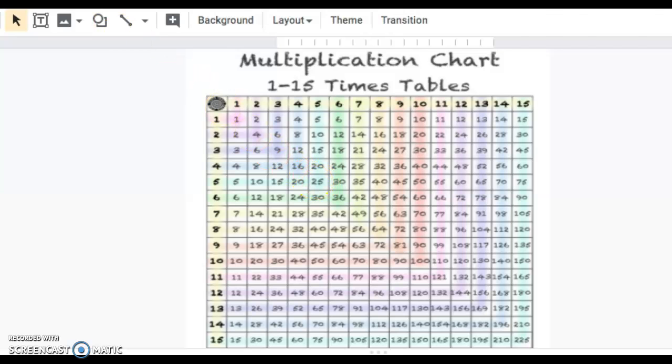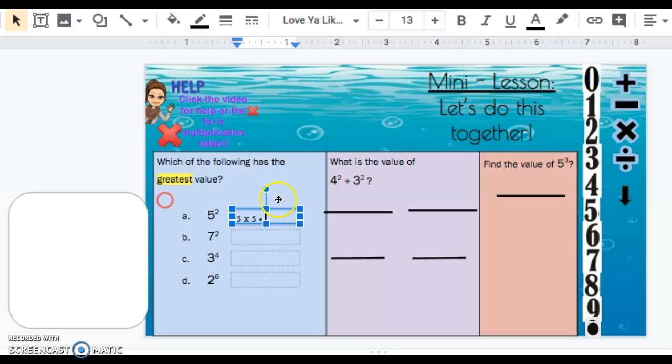You're going to have to click back and forth between the tabs once it opens your resource or your math notebook. So then you're going to put 25, okay? So 7 squared in expanded form is 7 times 7, because remember that the exponent tells you how many times you multiply a base by itself. So 7 times 7 is 49.